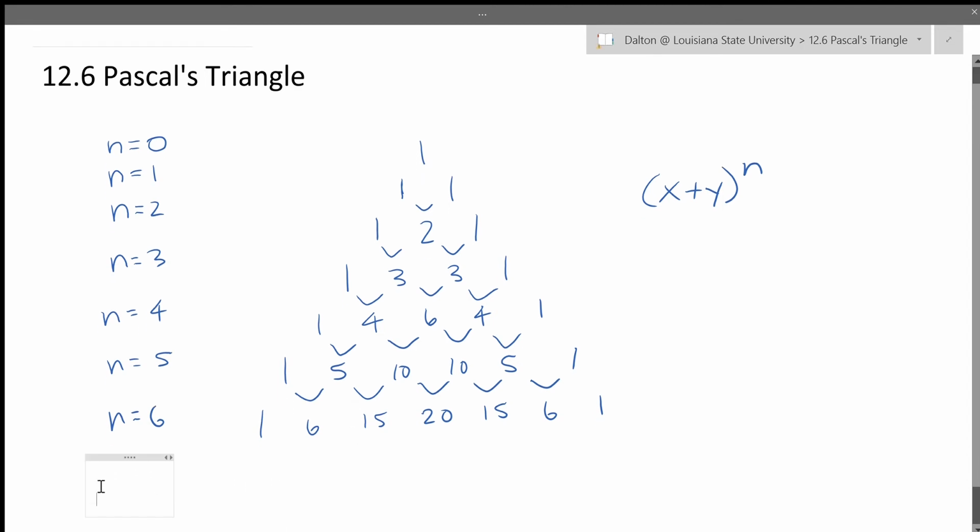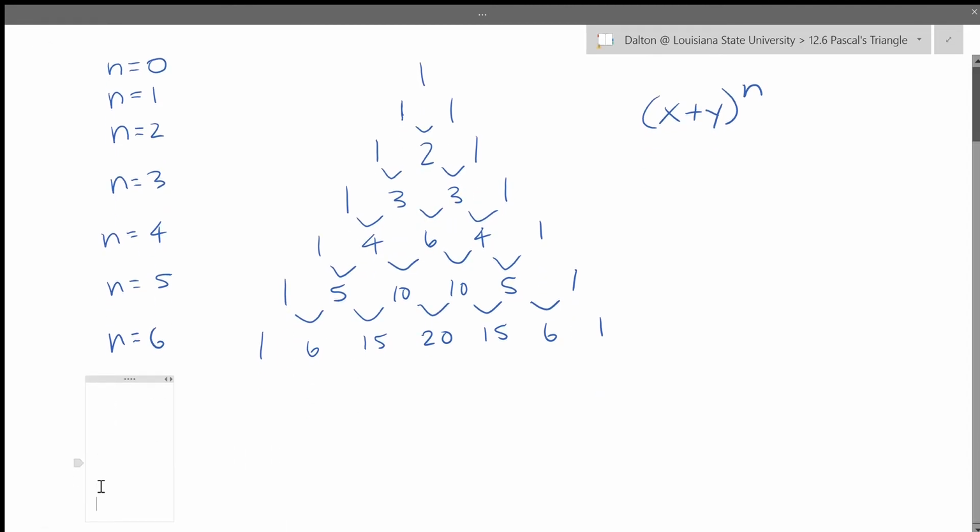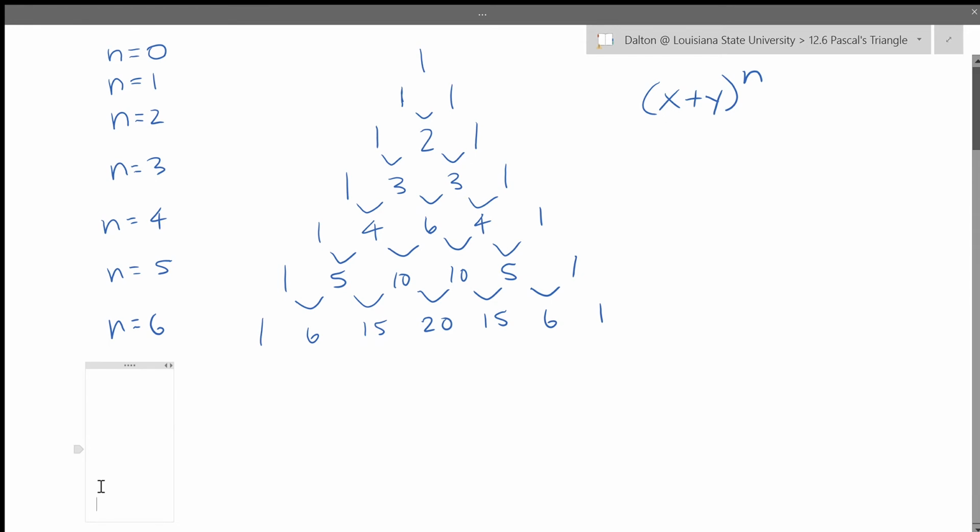So before we do a couple of examples, I want to write down some qualities about the triangle and about when you expand your binomial. So even if you're unsure of what I'm talking about, just go with me for now. When you expand your binomial, the first term is always going to be x to the n power, and the last term will always equal y to the n power.